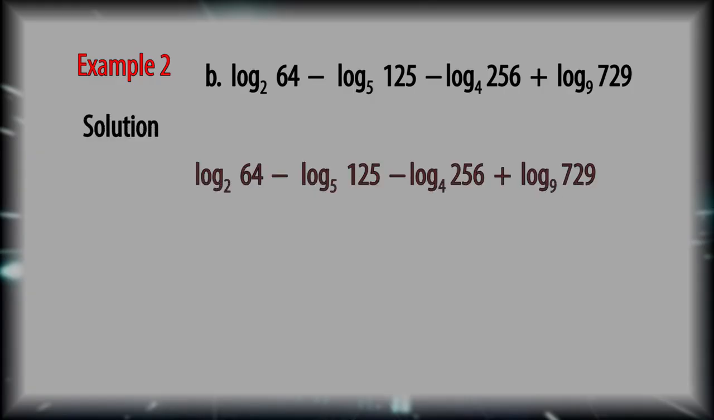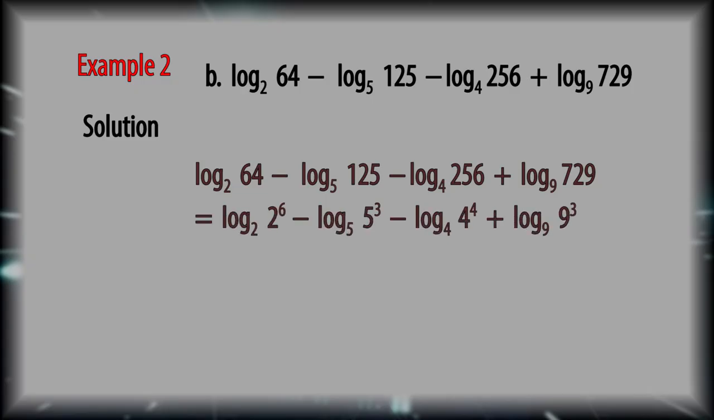So that gives us log base 2 of 64 minus log base 5 of 125 minus log base 4 of 256 plus log base 9 of 729 to become log base 2 of 2 raised to the power 6 minus log base 5 of 5 raised to the power 3 minus log base 4 of 4 raised to the power 4 plus log base 9 of 9 raised to the power 3.